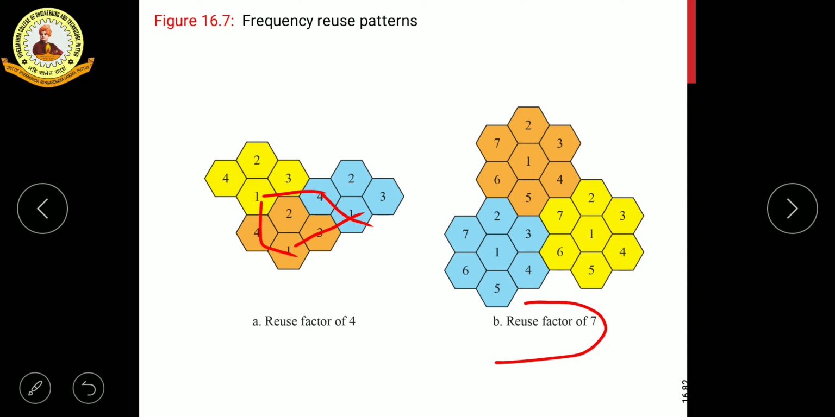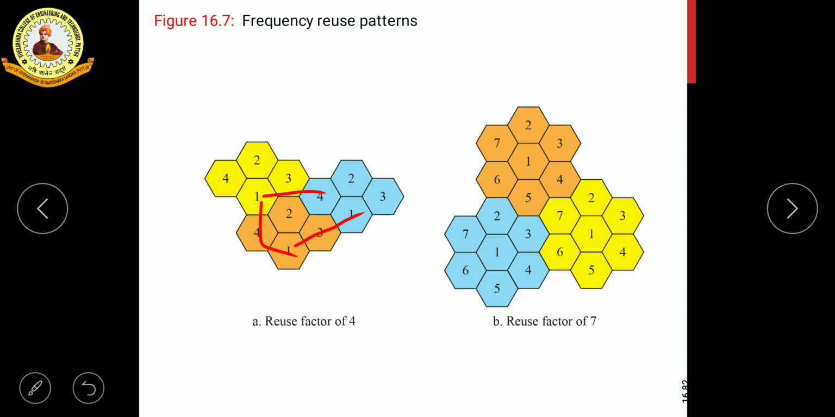Here we are using another technique, a reuse factor of 7, wherein we have 7 different frequencies. We call these cells the reusing cells. In a pattern with reuse factor 4, only one cell separates the cells using the same set of frequencies. In a pattern with reuse factor 7, 2 cells separate the reusing cells, so you will get less interference. Here 2 and 5 separate this one, and 3 and 6 separate this one. 3 and 7 separate this one also.